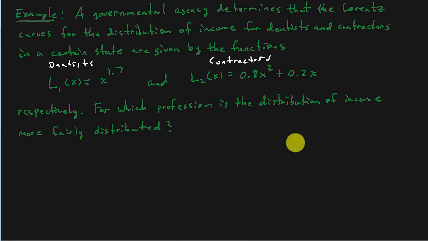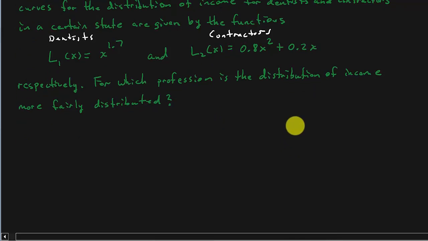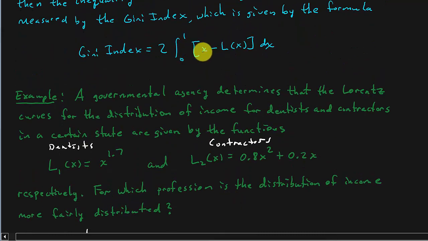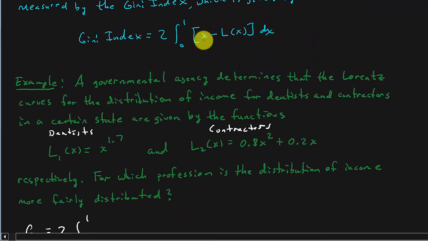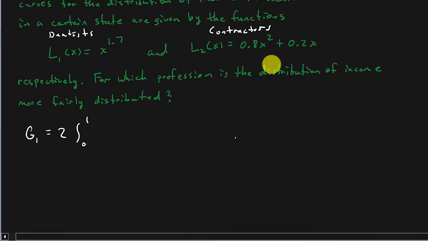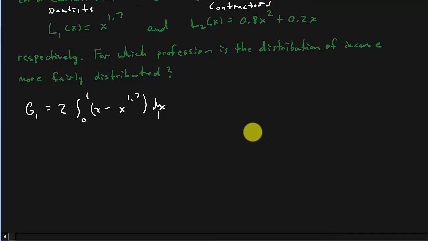All right. So, well, let's just set it up. For the L1, we'll call that G1. G1 is equal to 2 times the integral from 0 to 1. Now, what was the formula? It's 2 times the integral from 0 to 1 of x minus L(x). So that's going to be x minus x to the 1.7 dx. So we just need to integrate this.